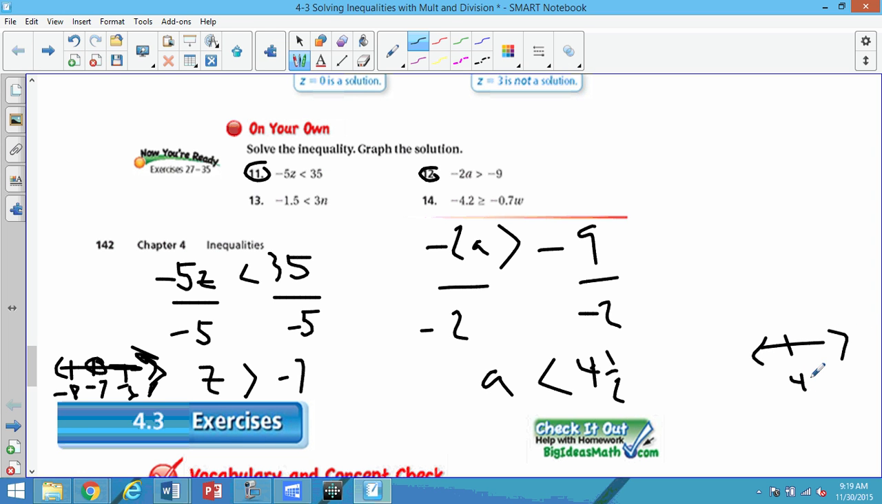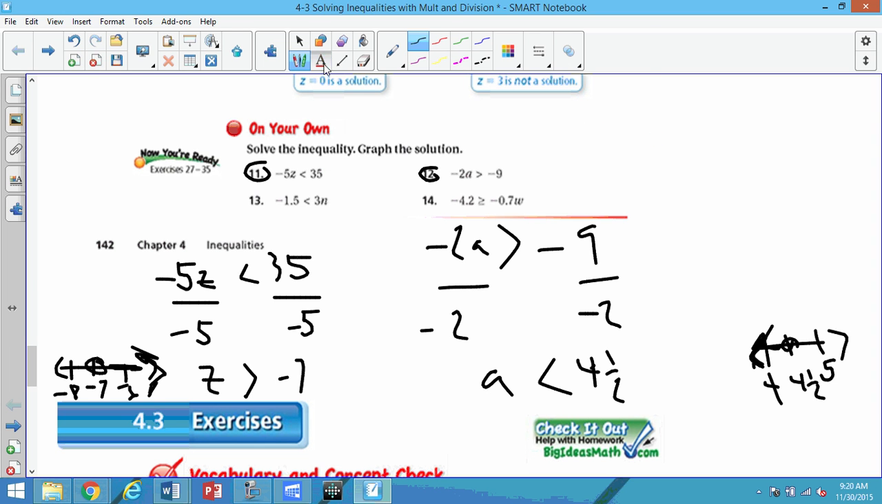If this is 4 1/2, then that makes this 5, and that makes this 4. I'm counting by a half. I'm going to open circle and darken in to the left. Okay, so the biggest key to today's lesson, everything is the same as equations. Nothing is different. The biggest difference, and the only difference really, is that you're going to graph your answers. And instead of an equal sign, there's an inequality sign. And when you're multiplying or dividing by a negative, you have to flip your sign.